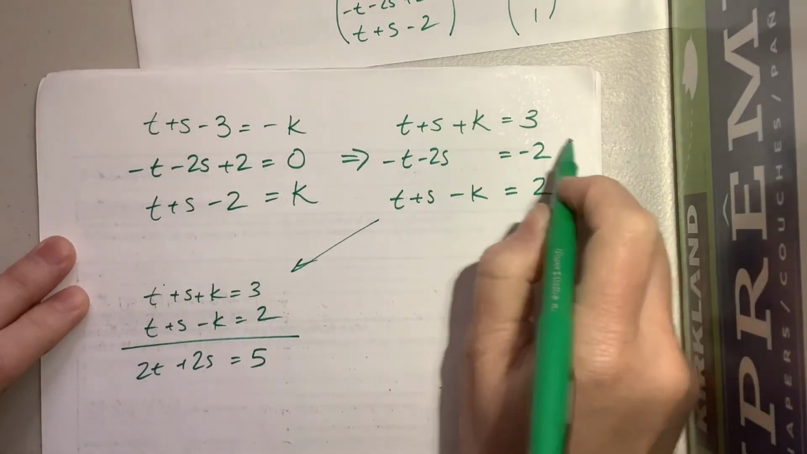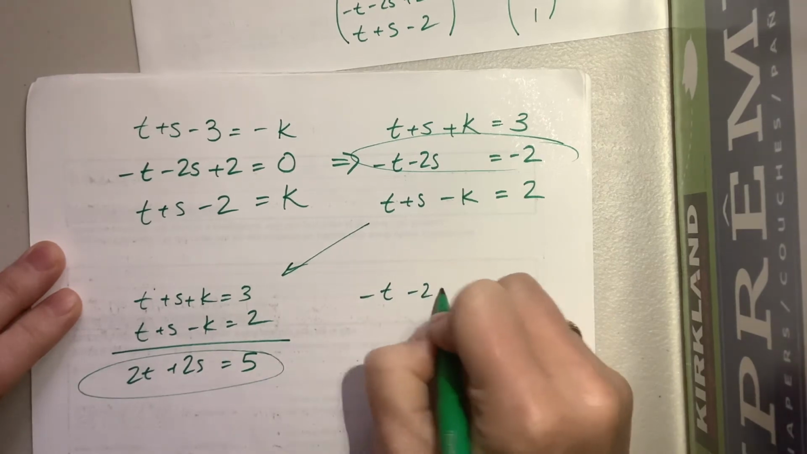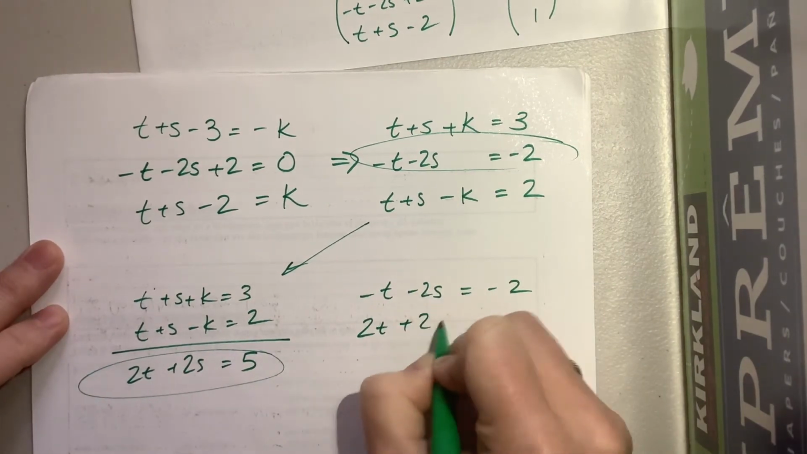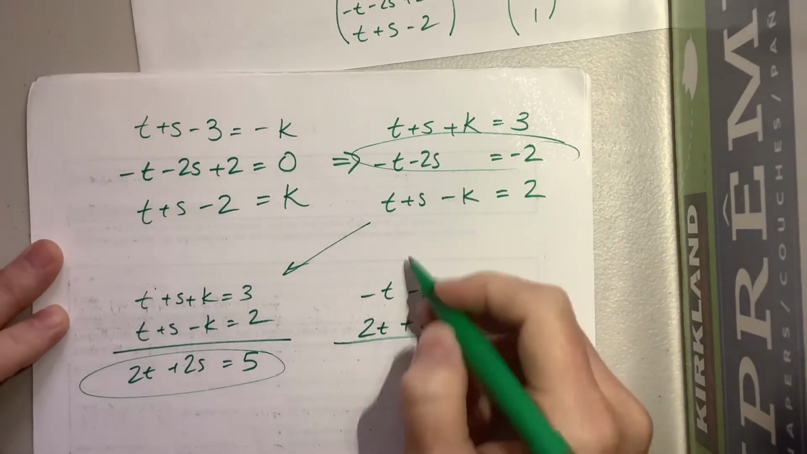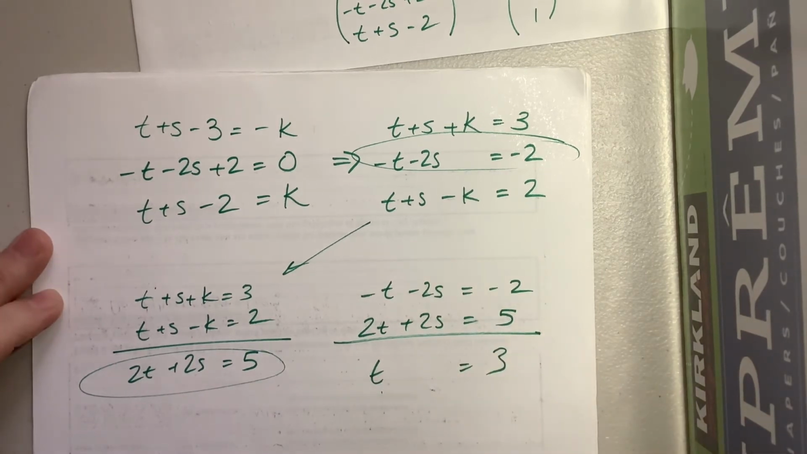And so now, using this equation and this equation, I have negative T minus 2S equals negative 2, and then 2T plus 2S equals 5. And I can do elimination again. This gives me T, those are gone, equals 3. Oh, okay, that's convenient. T equals 3. That's the first thing we care about.